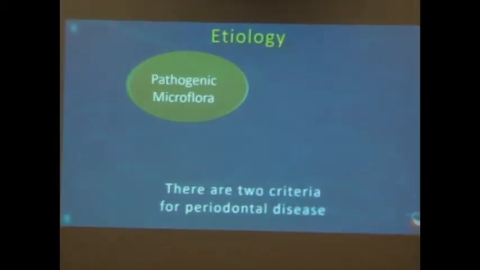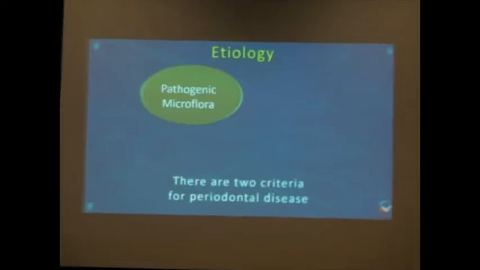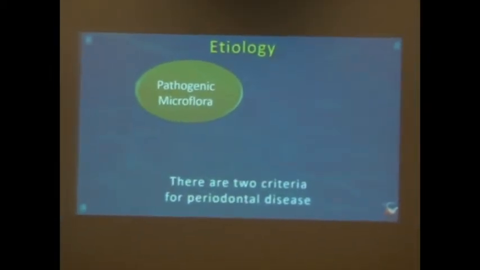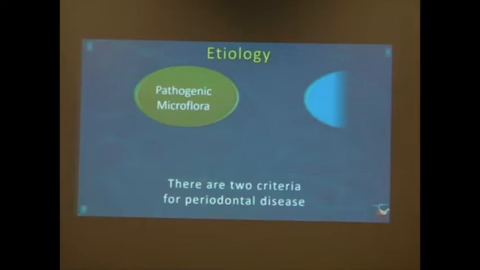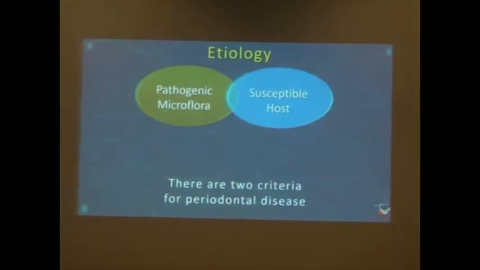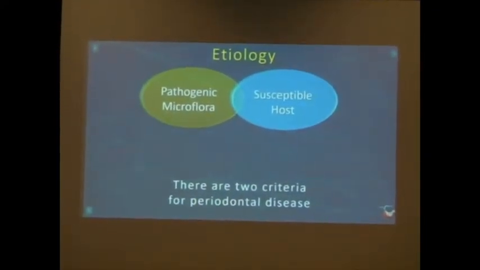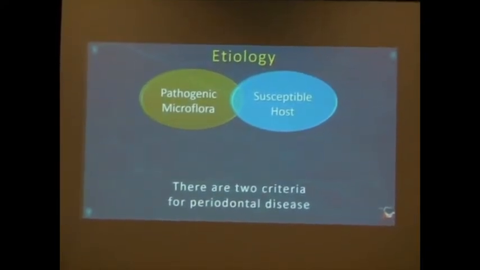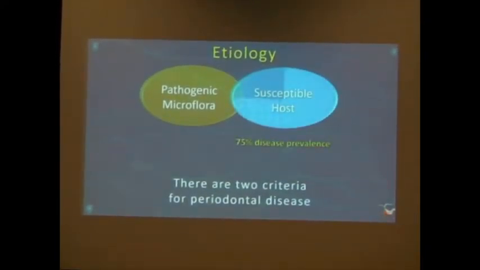In order to have disease, you need to have two factors. You first must have pathogenic bacteria in your mouth. You can't have disease without it. You must also have what used to be called a susceptible host, a term I loathe because it implies that some people are more susceptible to the disease than others. But we know that 75% of the population has some form of periodontal disease, according to the most recent NHANES test. You don't have 75% of any population with a genetic defect that predisposes them to a disease. So it's highly unlikely that the genetic component is that large.